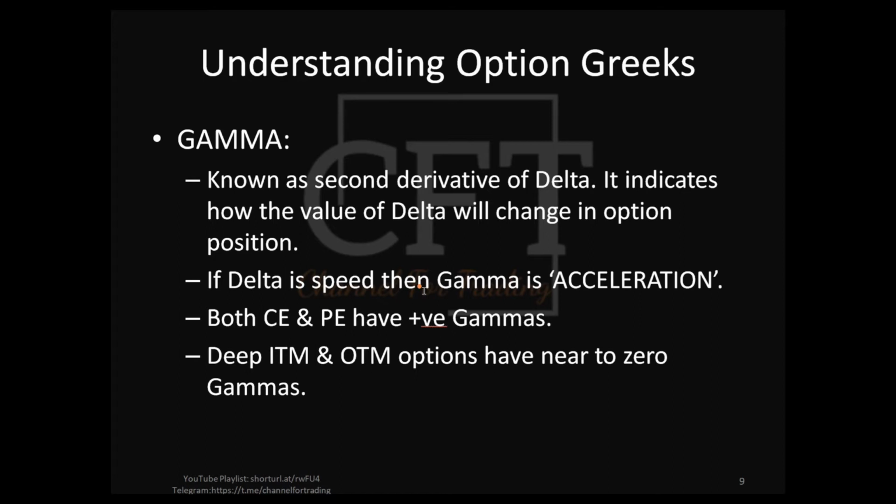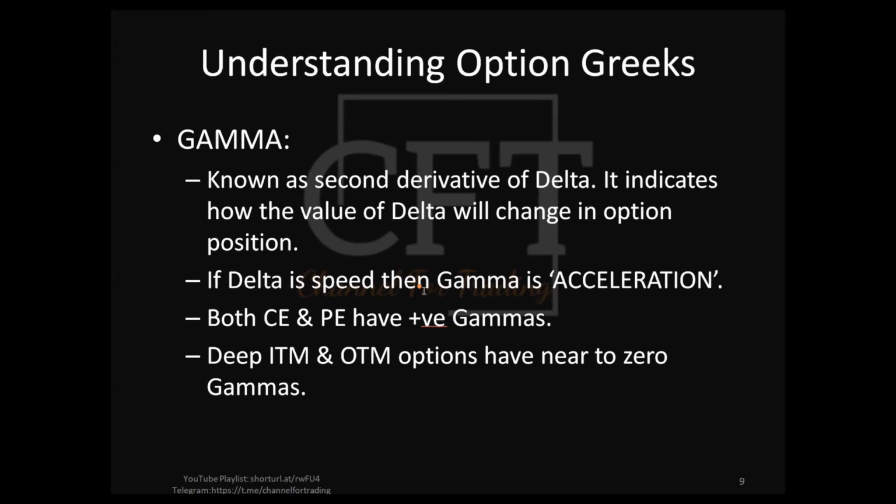It is known as the second derivative of delta. It indicates how the value of delta will change in an option position. If delta is speed, then gamma is acceleration. I think you will be able to differentiate between speed and acceleration, right? Speed is how fast an object is moving. And acceleration, the change in speed, is denoted by acceleration.